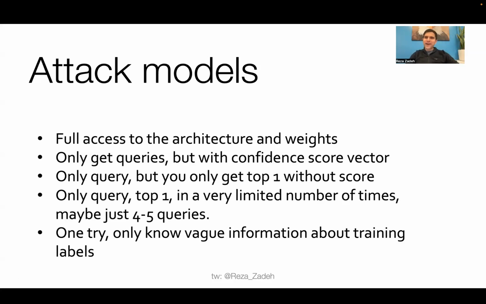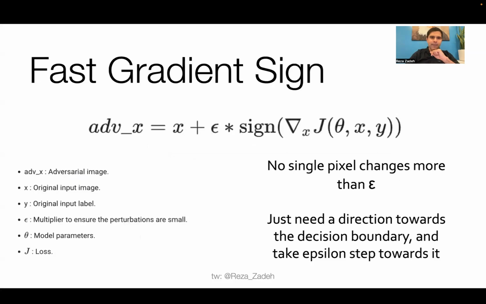They're going to get one try so that they don't fuss around with my model trying to fool it. So you only get the top one, and you get a very limited number of tries, maybe just 4 or 5 tries. You still can be attacked. And even if you get just one try, you can still be attacked. So this is insane. It's really bad news.